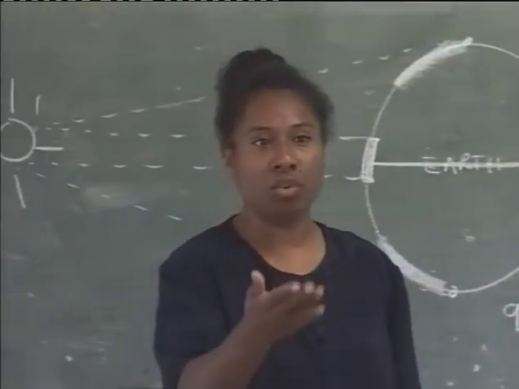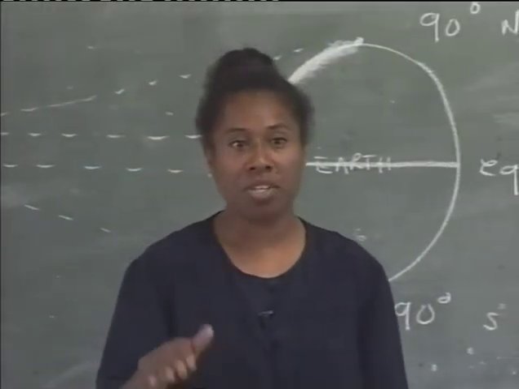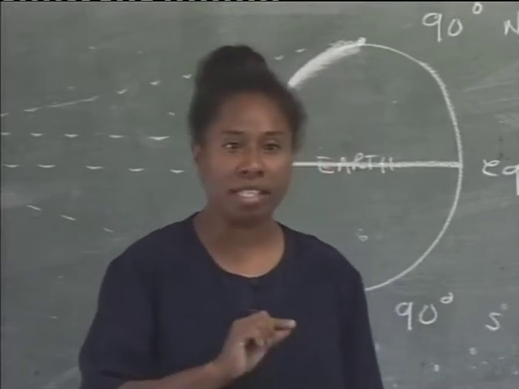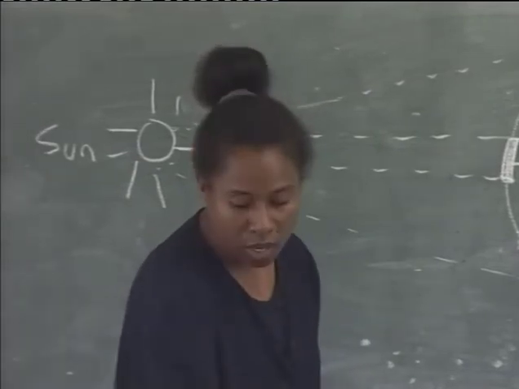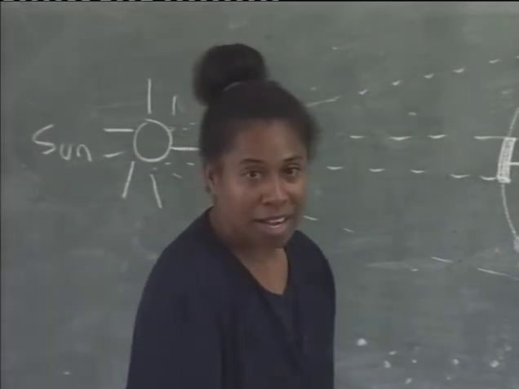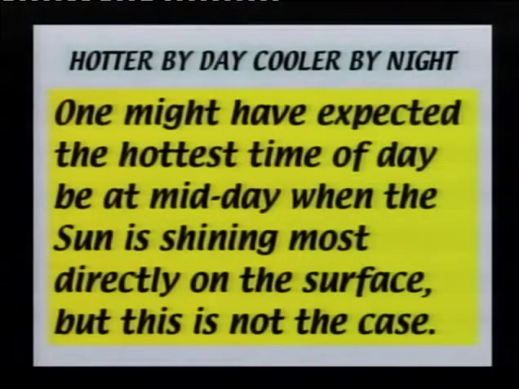So you're telling us that at noon, that's the hottest time, where the temperatures are at its maximum. At 6 o'clock in the morning, 6 a.m., that is the time when it is the coolest. Okay, let's check this one out and see if we can understand what we mean by hotter by day, cooler by night. One might have expected the hottest time of the day to be at midday, like what we have just mentioned, or at noon, when the sun is actually shining most directly on the surface. But this is not the case.